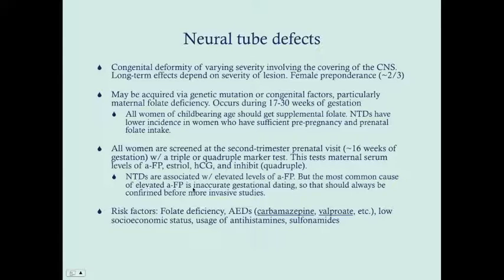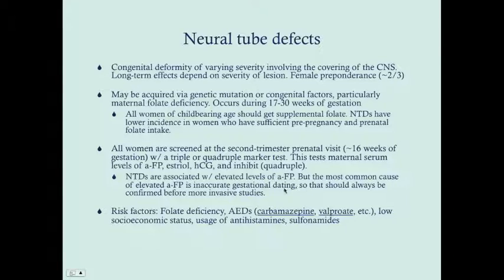Now, neural tube defects are associated with alpha-fetoprotein elevation, but the most common cause of alpha-fetoprotein elevation is inaccurate gestational dating. So the older the baby is, the more alpha-fetoprotein is going to be in the maternal serum. If you think the baby's 20 weeks of gestation, but the baby's really 26 weeks of gestation, then you're going to say that the baby has an elevated alpha-fetoprotein, when in fact it's actually normal. So you want to make sure you have an accurate gestational date.